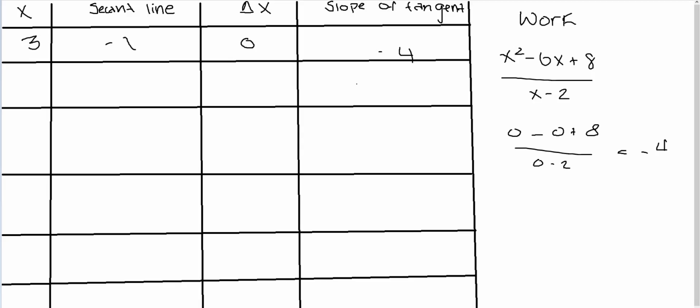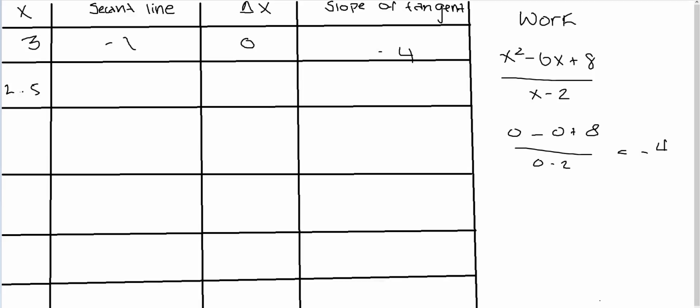But we don't want the slope of the tangent at x equals 3. We want the slope of the tangent at x equals 2. So we're going to slowly change and see how our slope of the tangent changes with it. So at 2.5, in order to find our secant line, we're going to plug that back into our original equation.